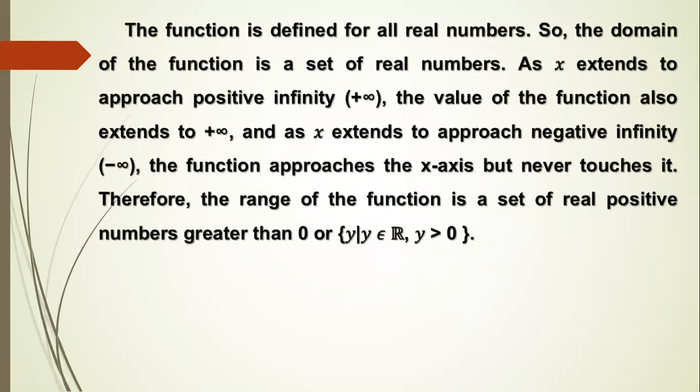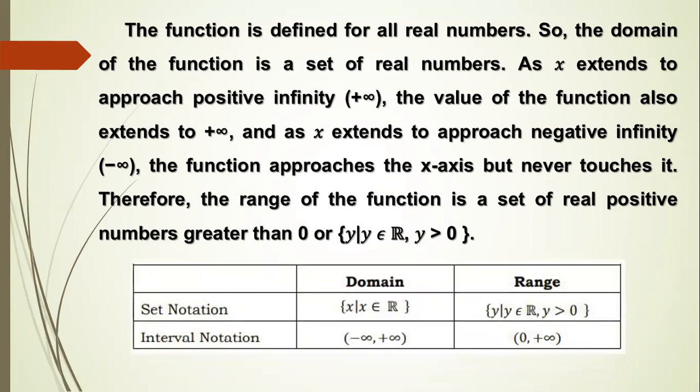The function is defined for all real numbers. So by simply observing the function, the function is defined for all real numbers. So the domain of the function is a set of real numbers. As x extends to approach positive infinity, the value of the function also extends to positive infinity. And as x extends to approach negative infinity, the function approaches the x-axis but never touches it. Therefore, the range of the function is a set of real positive numbers greater than 0, or y such that y is an element of R where y is greater than 0.